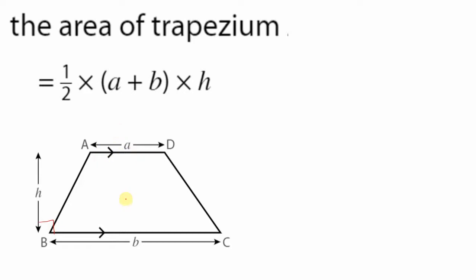So A plus B divided by 2. Remember, divide by 2 is the same as multiply by half, times the height. That's the easy way for me to remember the formula. I just take the two sides, get an average, therefore take half of it, and then simply multiply by the perpendicular height.